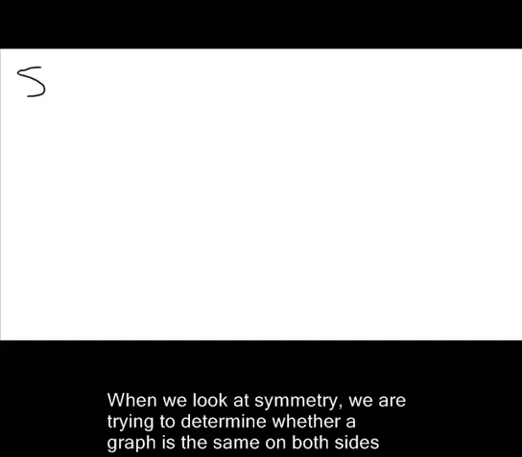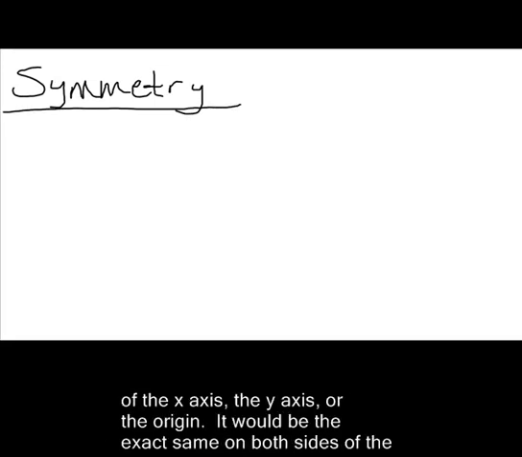When we look at symmetry, we are trying to determine whether a graph is the same on both sides of the x-axis. So this is our x-axis. This is our y-axis. If something is symmetric about x, it's the exact same on both sides of the x-axis.